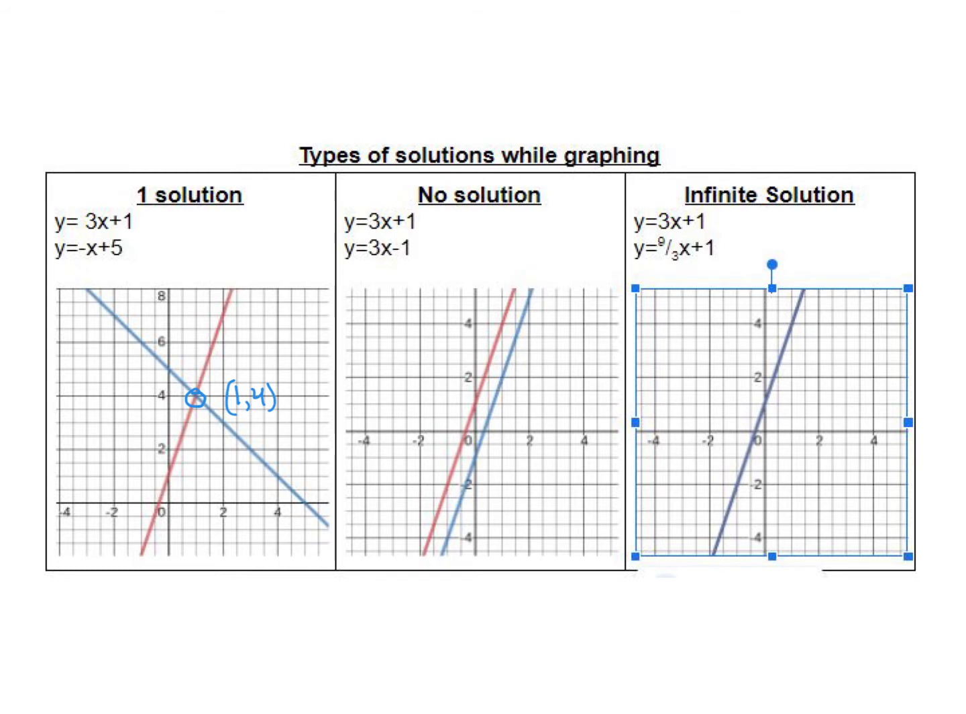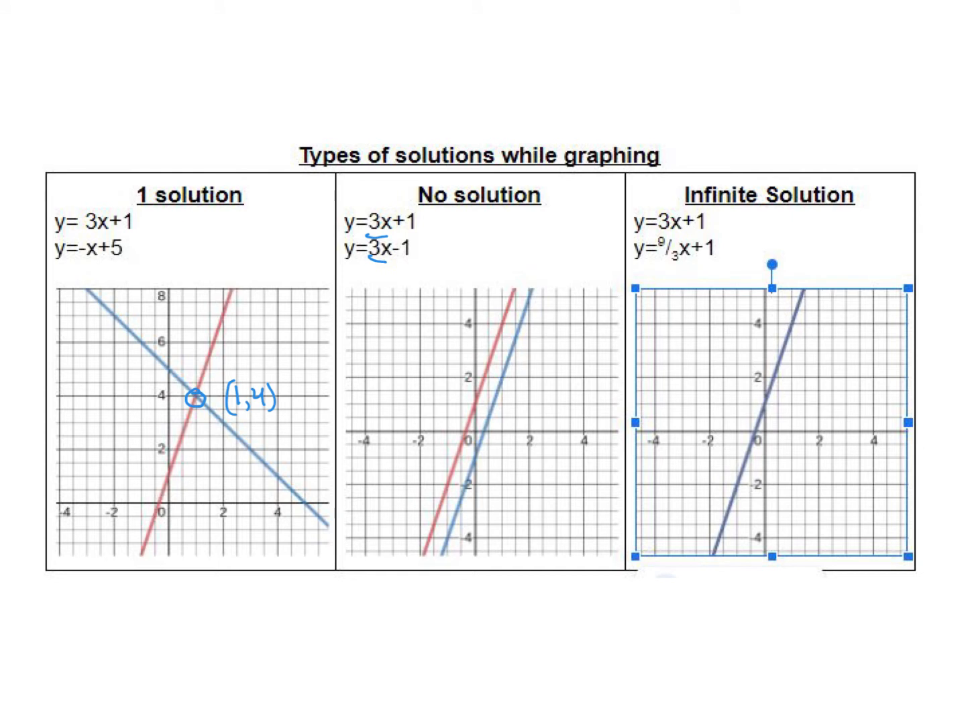The other situation we might be looking for is two equations that we recognize have the same slope. If they have the same slope, they're going to be parallel and not intersect at all. So that will get us no solution.